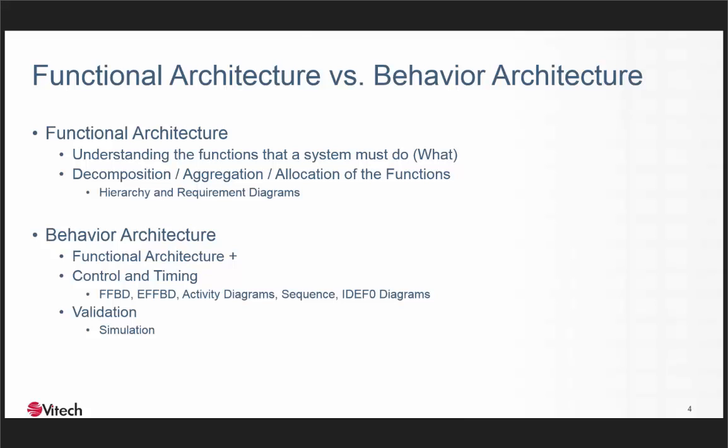When I talk about behavior architecture, I'm taking that one step further. Yes, it's all that functional architecture, that decomposition, the aggregation, the allocation of those functions. But in the behavior architecture, I'm looking at the control and timing of the functions. Which function do I want to occur first? Does that function send a message or send an item one place or another? Where do those items go to? How do I control the sequencing of my functions?